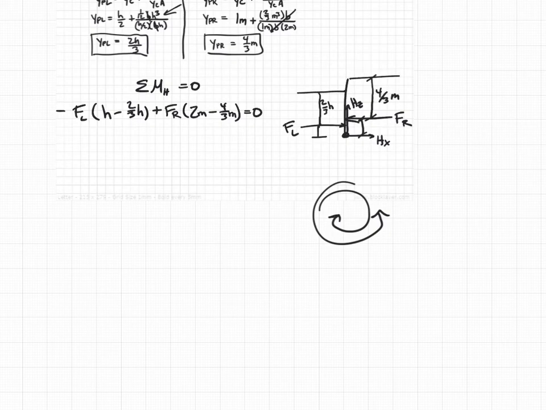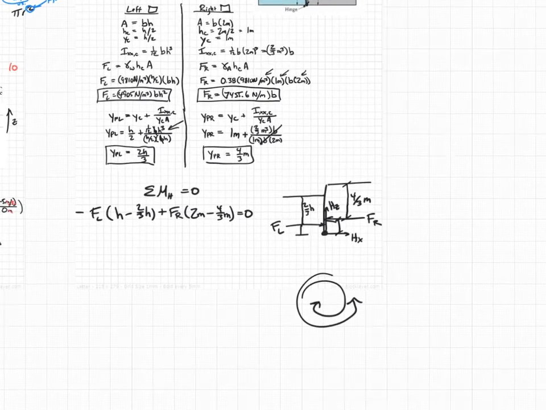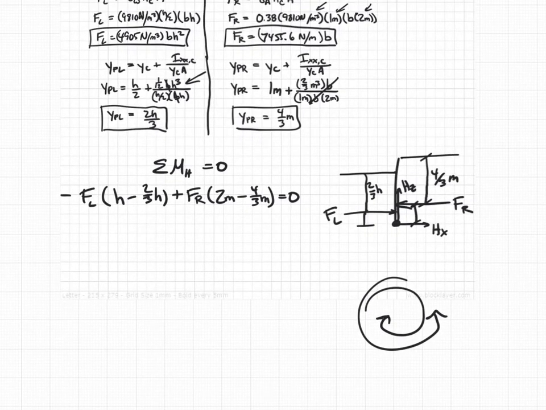Okay, and so if we plug numbers in for that, now I'm just going to copy this from above. That's a smarter way to do it. So we'll get negative 4905 newtons per meter cubed times BH squared, times these two combined to become 1/3 of h, plus 7455.6 newtons per meter times B, times these two are going to combine to be 2/3 of a meter equals 0.